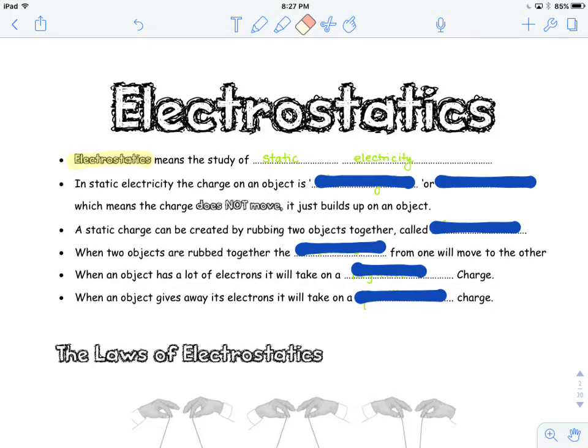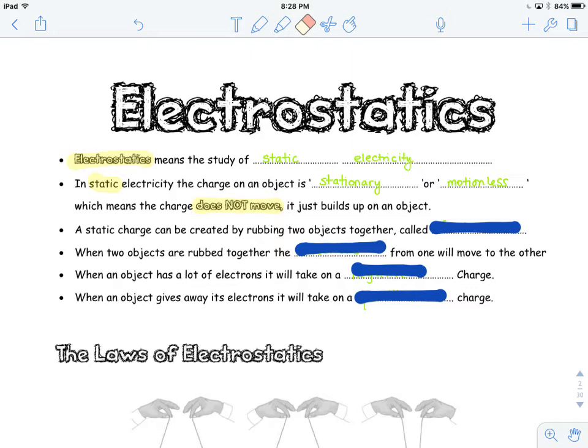When we say static electricity, this word static means that the charge on an object is stationary or motionless. So static means it stays put. The charge does not move, it just builds up on the object. As soon as we get charge that's moving around, that is what we call current electricity, and of course the electrons or the charges will move in circuits. But this is a little bit different. This is electrostatic, so the charge stays put and builds up on an object.